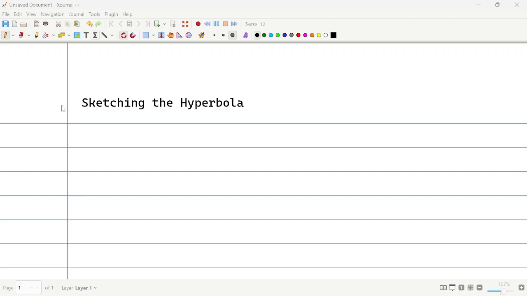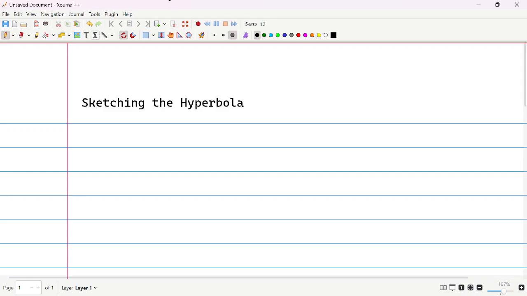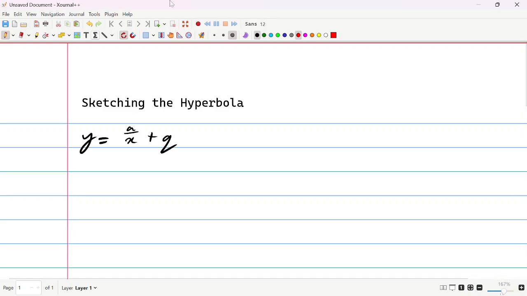Hello everybody, welcome to sketching the hyperbola. So, in grade 10, when you sketch the hyperbola, we had something as follows. Our hyperbola equation looked something like y is equal to a over x plus q. And what did these indicate to us?